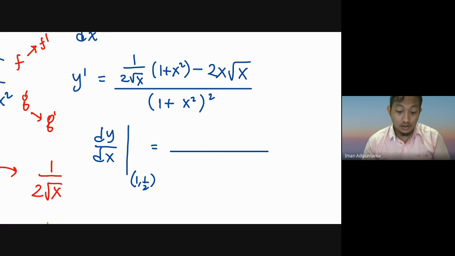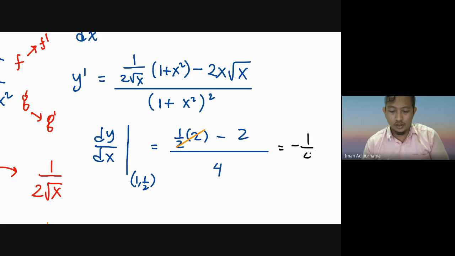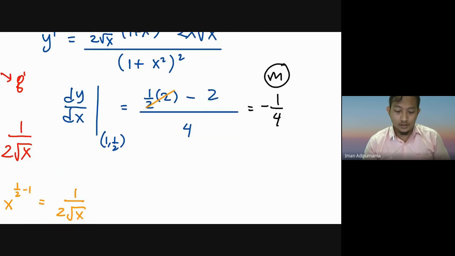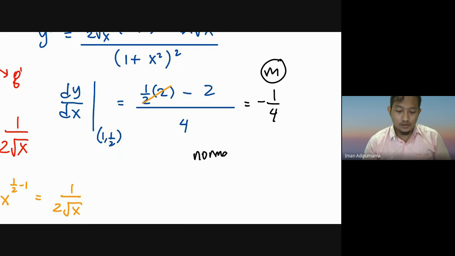So this will be 4. This will be half, and 2, right? And minus 2, right? So this will give negative 1 over 4. That is our gradient, so this gradient m is negative 1 over 4. Then the normal gradient, we can have 4, right?